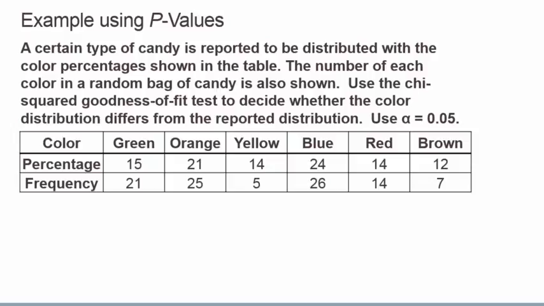third row. For green, we have a percentage of 15 and a frequency of 21. Orange, percentage of 21, frequency of 25. Yellow, percentage of 14, frequency of 5. Blue, percentage of 24, frequency of 26. Red, percentage of 14, frequency of 14. Brown, percentage of 12, frequency of 7.